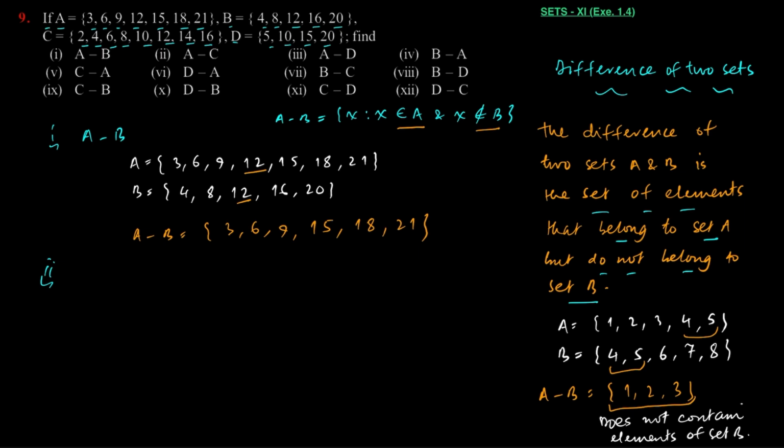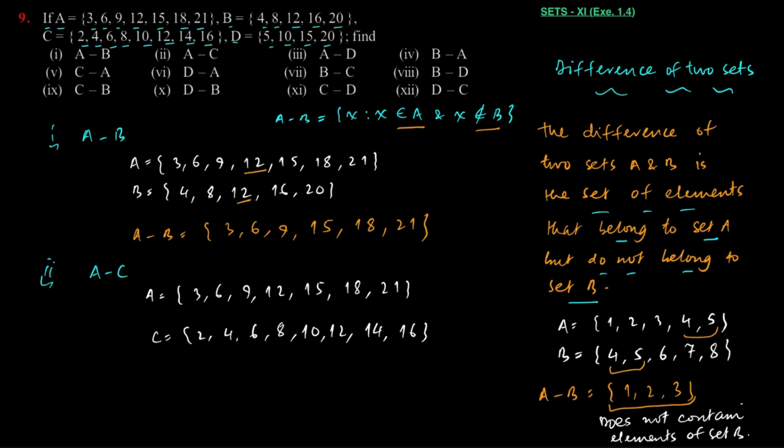Part number second, A minus C. So set A is having elements 3, 6, 9, 12, 15, 18 and 21. And set C is having elements as 2, 4, 6, 8, 10, 12, 14 and 16. Then what will be A minus C? Here again we'll be having the elements of A but not the elements of set C. So 6 is there in set C as well. Similarly, 12 is also there in set C. So our set will be having elements as 3, 9, 15, 18, and 21.